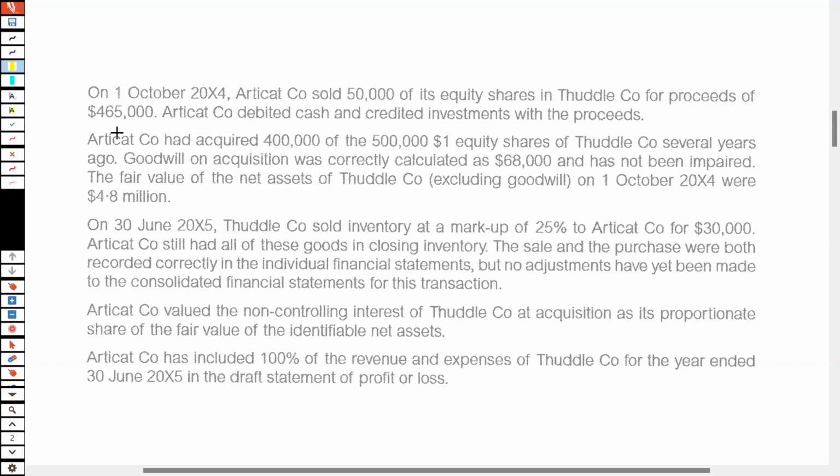It says on 1st October 20X4, Articut sold 50,000 of its equity shares in the investee company for proceeds of $465,000. Articut debited cash and credited investment with the proceeds. Articut had acquired 400,000 of the 500,000 shares several years ago. Goodwill was correctly calculated and has not been impaired. Fair value of net assets on 1st October was given. On 30th June, the investee sold inventory at a markup to Articut. Articut still had all of these goods in closing inventory.